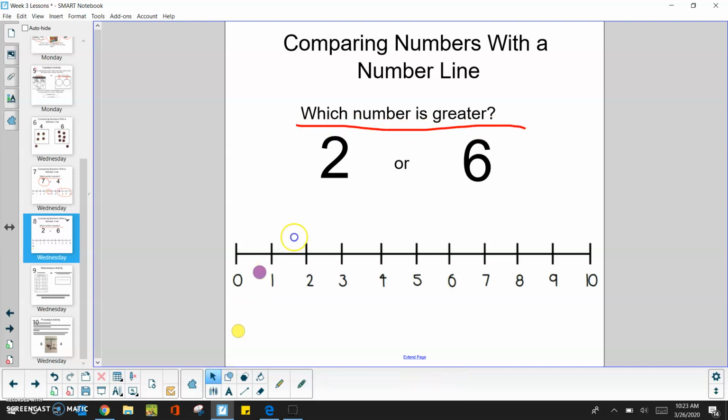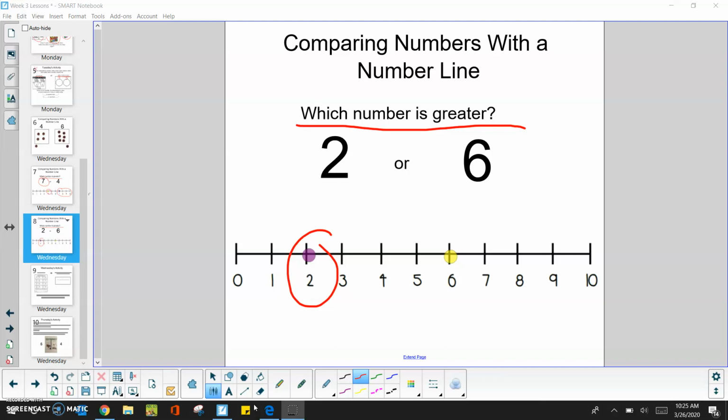So we're going to move that purple dot up and that yellow dot so we know which one we're going to do. So first let's put our 2 on there. What do you notice about where that 2 is on the number line? Is it closer to the 0 or closer to the 10? All right, now let's put our 6 dot on there. Let's move the yellow to the 6. What do you notice? Is the yellow dot closer to the 0 or closer to the 10? Hopefully you're noticing that that 2 is much closer to the 0 than the 6 is. So we would say that 6 is greater than 2.